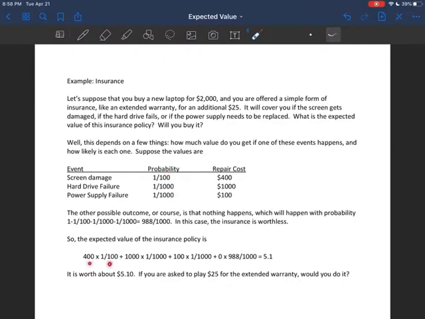Okay, so what is the expected value of the insurance policy? Well, we take each of these things that could happen. It could be a $400 repair, a $1,000 repair, a $100 repair, or nothing, right? And then we multiply by the associated probability, and then we add them up. So 400 times 1 over 100, 1,000 times 1 over 1,000, 100 times 1 over 1,000, and 0 times 988 over 1,000. If we put all that together, it comes out to 5.1. So the expected value of this warranty, this insurance policy, is $5.10.